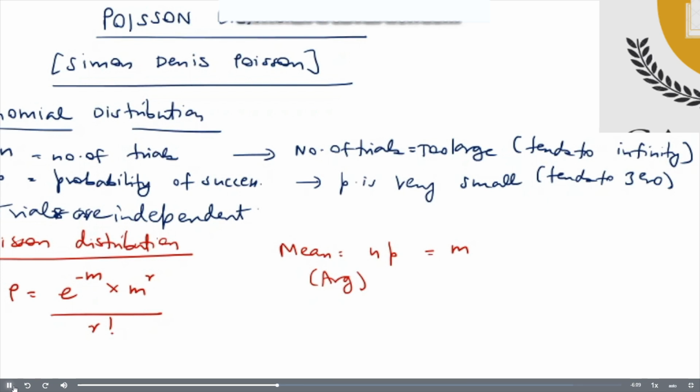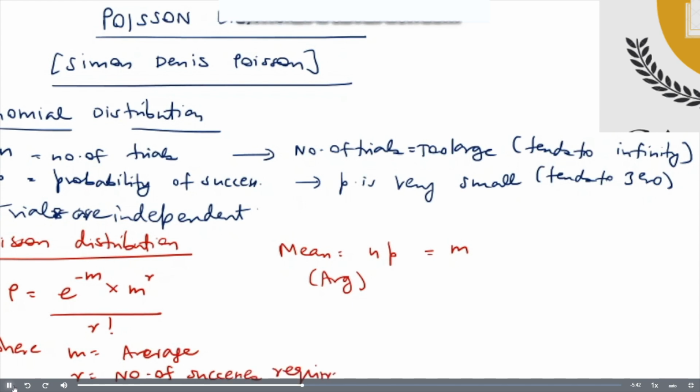So here we will use that m as equal to np. But this should be used only when the number of trials is too large and the probability of success is very small. Under this, m is equal to average and r is equal to number of successes required. Okay, make a note of this.